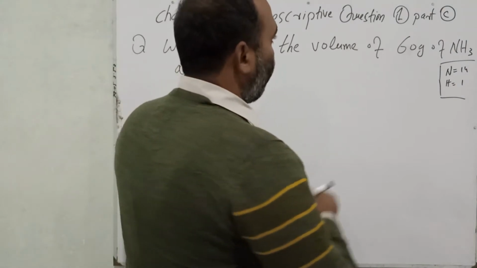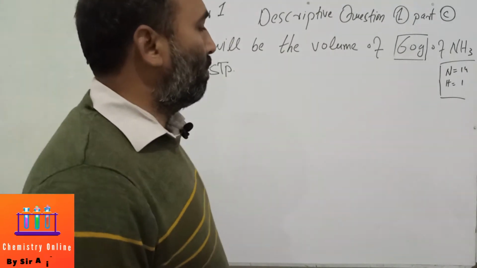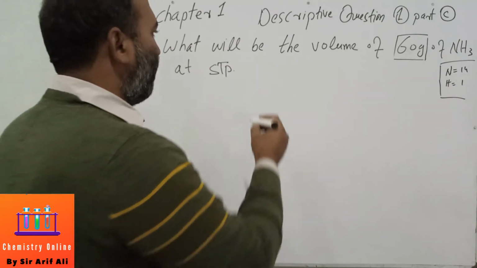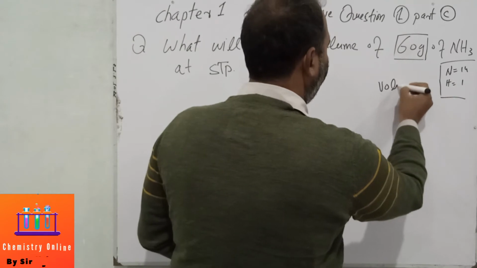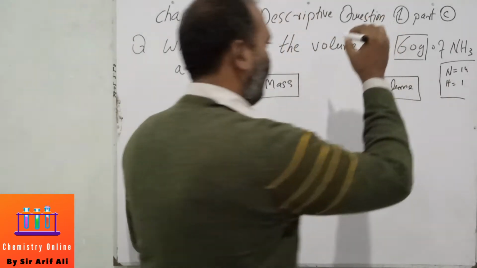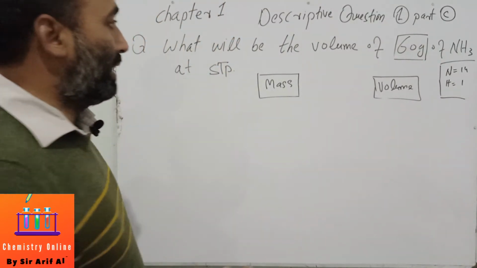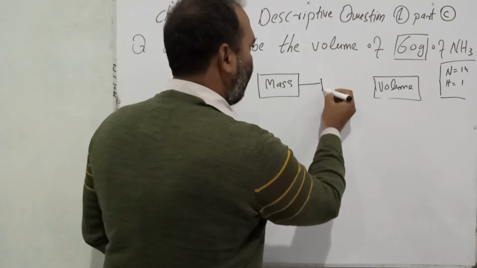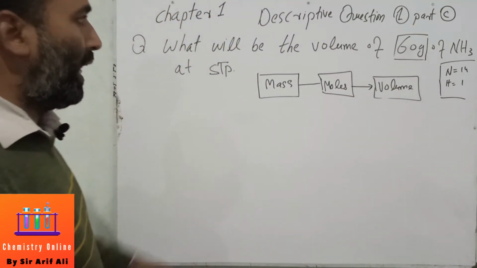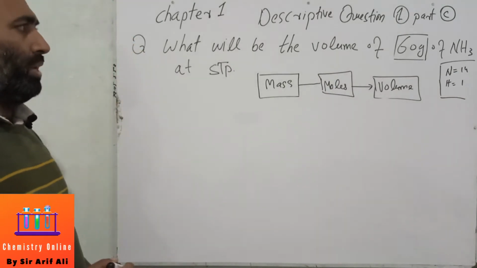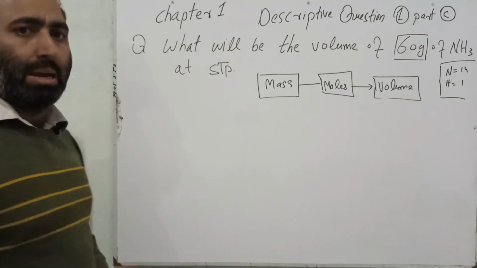Now, we are given the mass of ammonia, and the question is asking about the volume. So here, the conversion is very simple. We will convert mass into volume. Very easy. But as you know, we cannot do this directly. We will need the help of mole to do this conversion. So what we will do? We will first convert the mass into moles, and then we will convert the moles into volume. Easy job. We are given the mass of ammonia gas and we are asked to calculate the volume of ammonia gas, 60 gram of ammonia gas at standard condition of temperature and pressure.